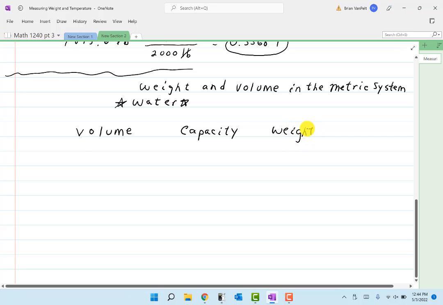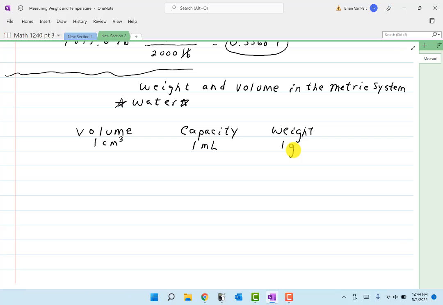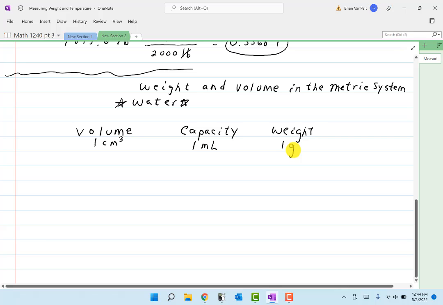Now the metric system has really been geared towards this. 1 cubic centimeter equals 1 milliliter, which equals 1 gram. So a volume of 1 cubic centimeter of water has a capacity of 1 milliliter, and it weighs 1 gram. Then we have this one, 1 dm, so this is decameter cubed. That's equal to 1 liter, and the weight of that is 1 kg. You can see that this system is very nicely done, very efficient.